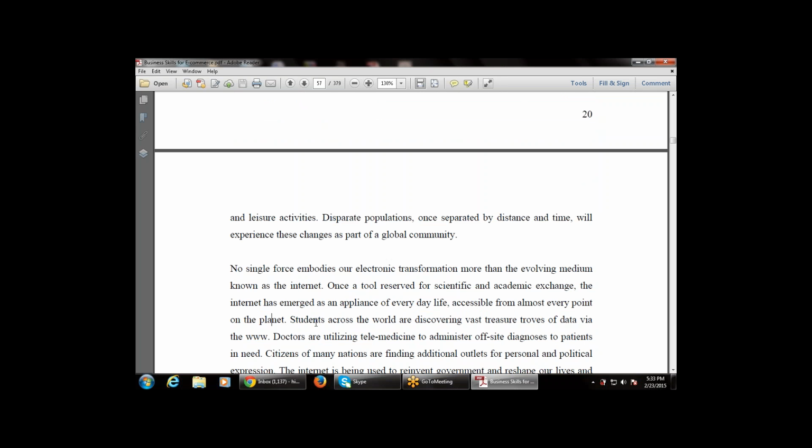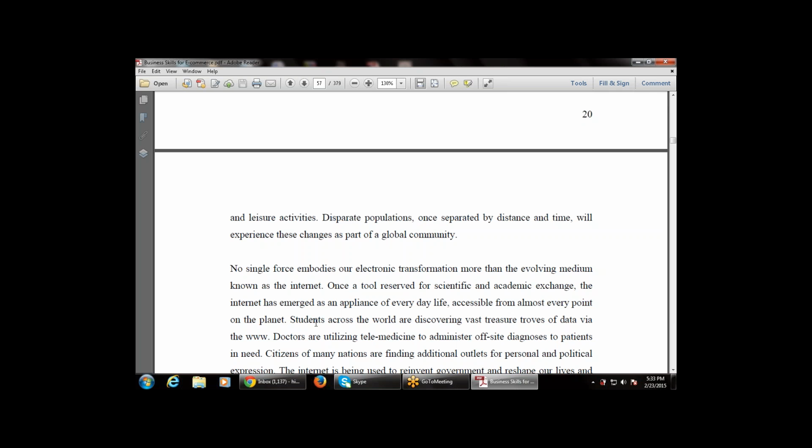Students across the world are discovering vast treasure troves of data via the WWW. That is, mostly people are using the WWW for accessing the internet. That is the World Wide Web.